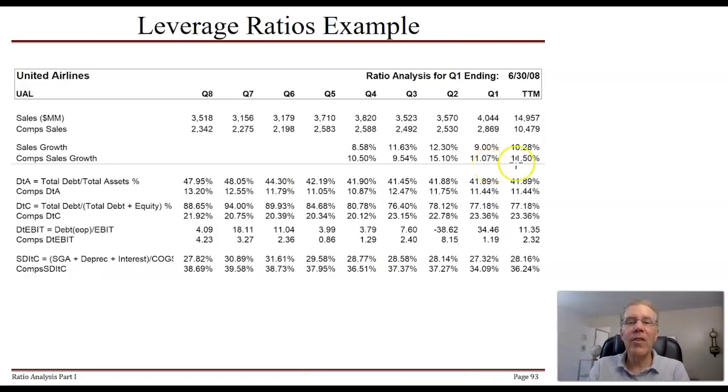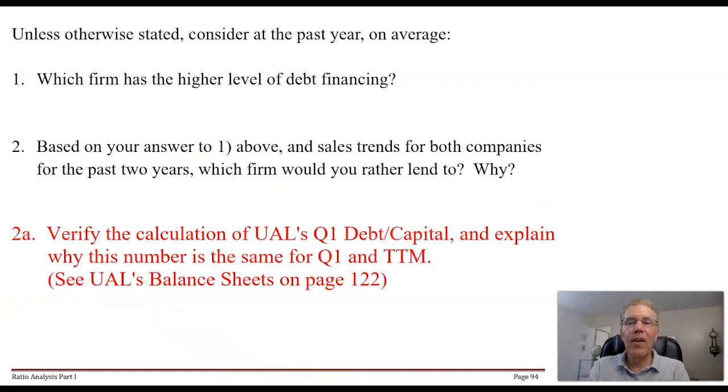And so let's go right into leverage ratio examples. So what I've got here is for UAL and Love, I've got their return and sales growth information, but then also I have their financial and operating leverage ratios. So let's see what kind of questions have been queued up for us and see if we can answer them. All right, unless otherwise stated, consider past year on average. Okay, so whenever you see past year on average, that means TTM, right? So we're going to be looking at TTM numbers unless something else is stated.